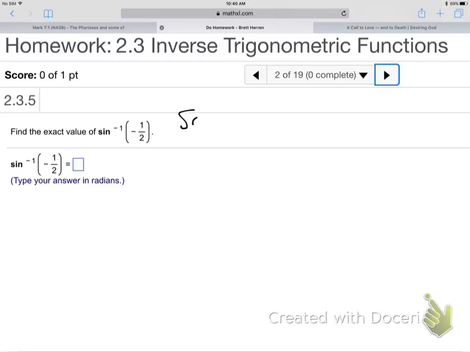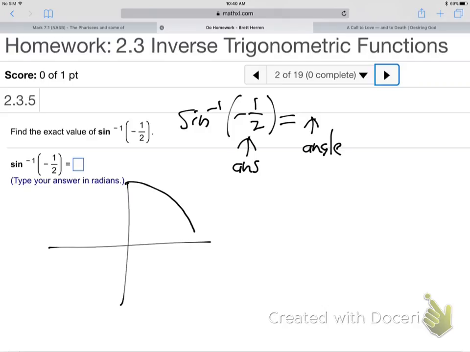So sine inverse of minus a half. So you want to look at that and you want to say, okay, that's the answer. They want the angle, right? It's inverse. So minus half is the answer. What angle has a sine of minus a half? Well, you know what can help here? The first thing I would think, just remember the big three. The 45, the 60, and the 30, right?